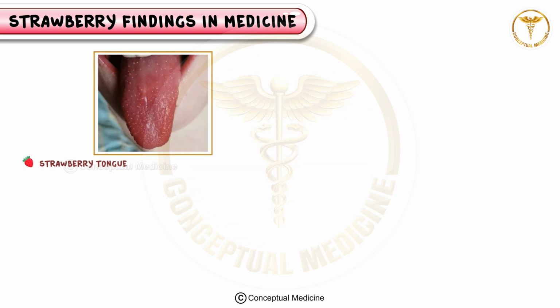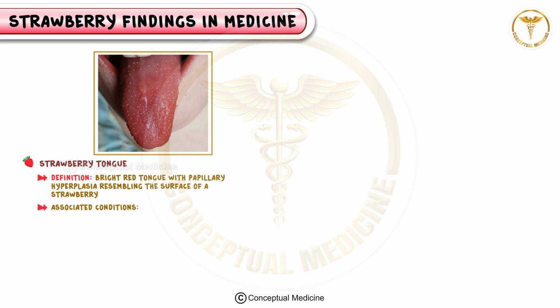Let's start with strawberry tongue, which refers to a tongue that appears bright red with prominent papillae resembling the surface of a strawberry. This occurs due to inflammation and desquamation of the tongue's mucosa, exposing the underlying papillae. Strawberry tongue is commonly seen in three conditions.